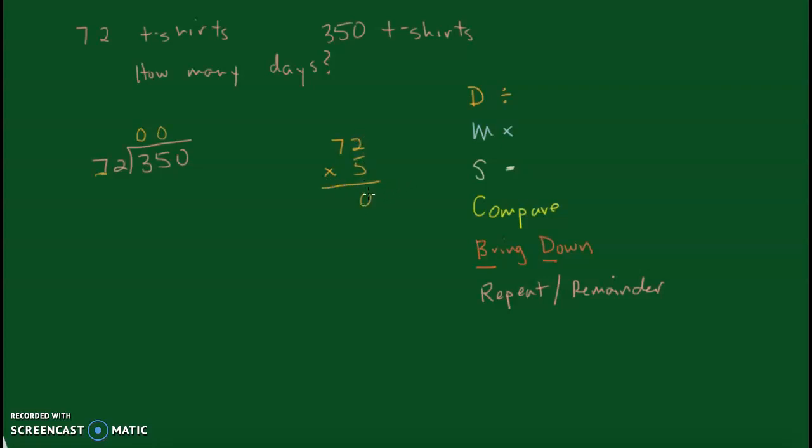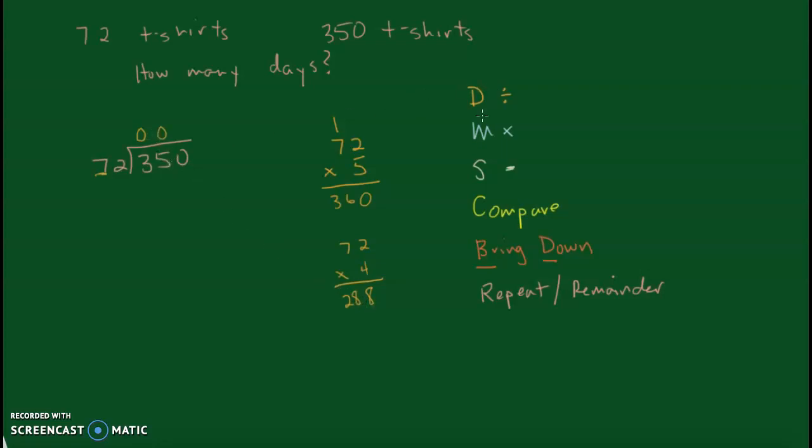So 2 times 5 is 10. 7 times 5 is 35, plus 1 is 36. And it is too big. 360 is too big. So now I'm going to try 4. I know 4 is going to work, but let's find out what the answer is. So 2 times 4 is 8. 7 times 4 is 28. So that's 288.